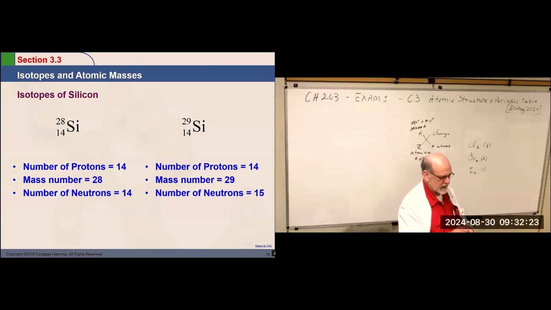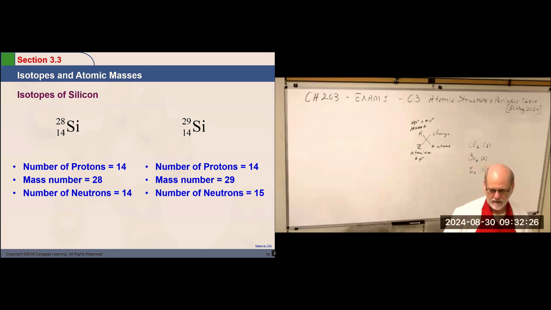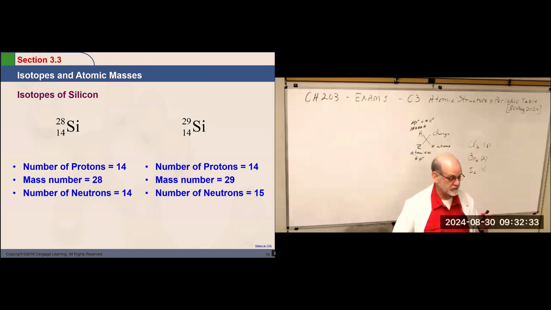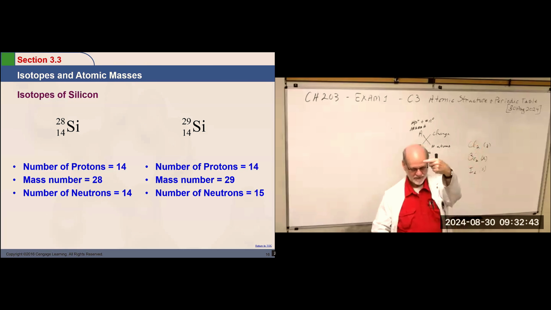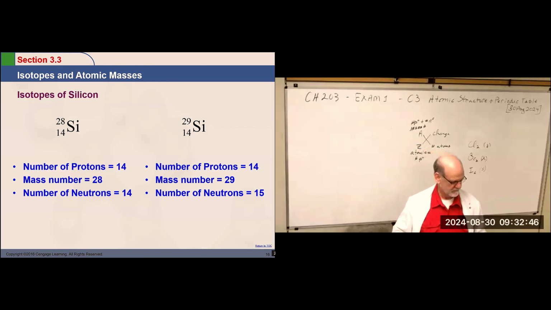Now, if you look in some reference manual, the CRC Handbook comes to mind, and you look up the number of isotopes of each element, you go to that section of the handbook, and you see each element. It's got a list that long. Most of them have a huge list. Most of them are very minor concentrations, and one is dominant. Some of them might even be radioactive.